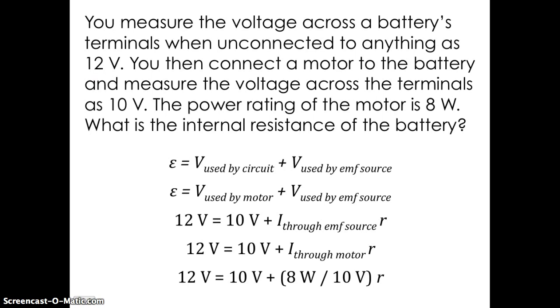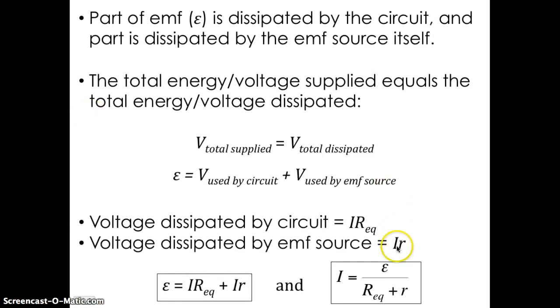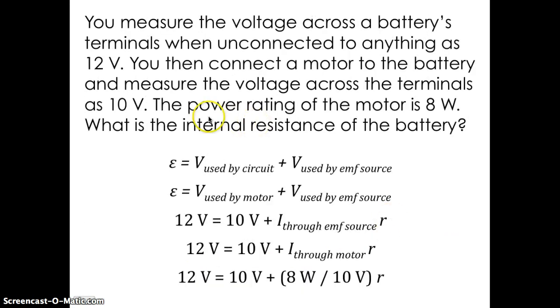We then connect a motor to the battery, and we measure a voltage across the terminals of 10 volts. So when we send a current through that EMF source, through the battery, it's internally dissipating 2 volts out of the 12. Because there's a current running through it now, when you multiply the value of I times r, the amount of voltage being dissipated by the EMF source is 2. The power rating of the motor is 8 watts. What is the internal resistance of the battery?